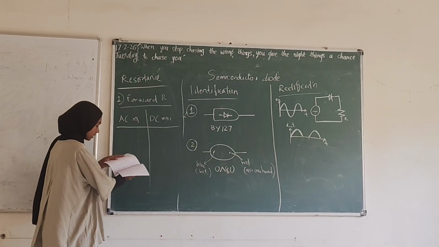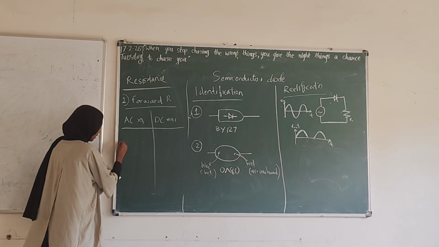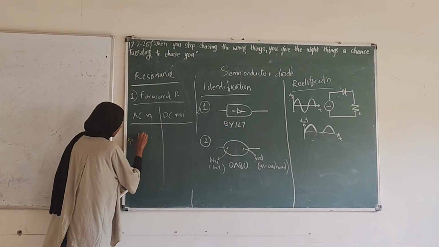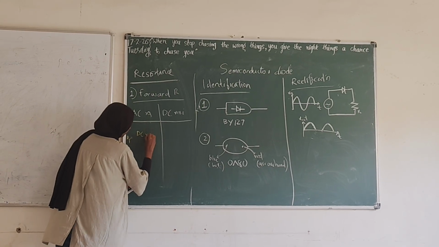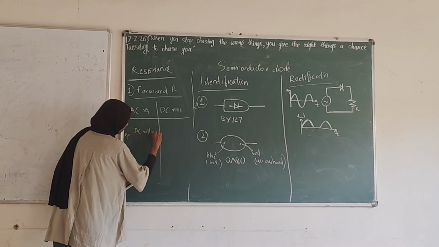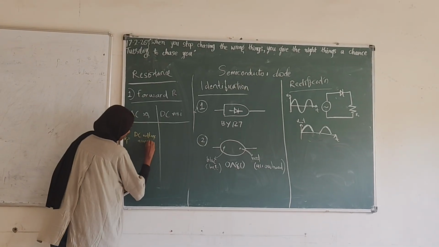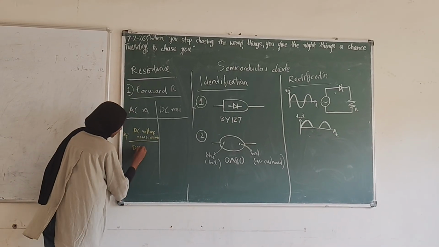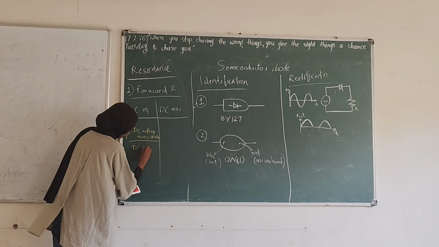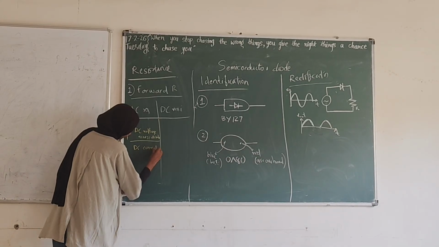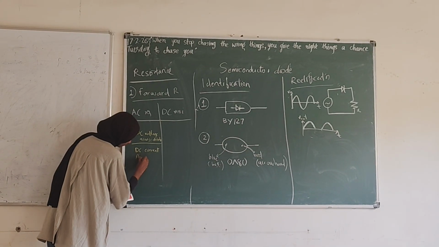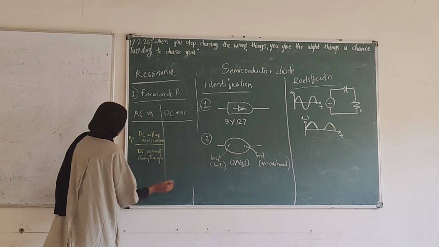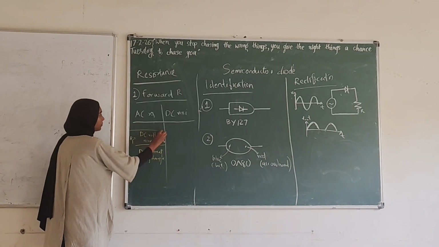To find the AC resistance, we have an equation. We represent it as R is equal to the DC voltage across the diode by DC current flowing through it. So this is the equation to find AC resistance.